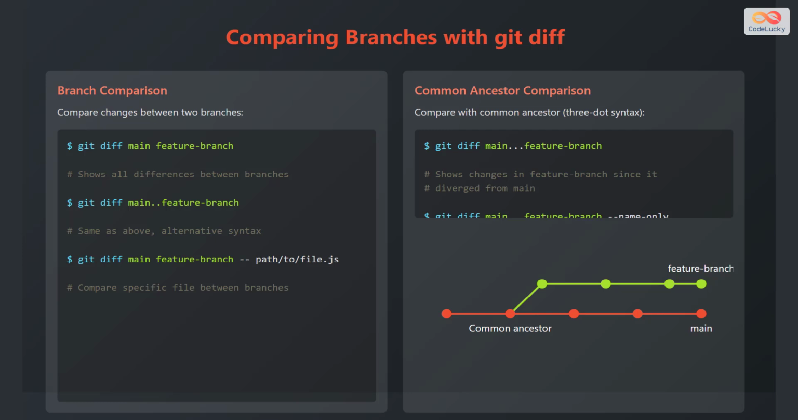to/file.js. To compare with the common ancestor, use the 3-dot syntax, git diff main...feature-branch. This shows the changes in feature branch since it diverged from main. Adding --name-only lists only the files changed since the branch diverged from main. The diagram shows the difference between comparing branches directly and comparing them to their common ancestor.